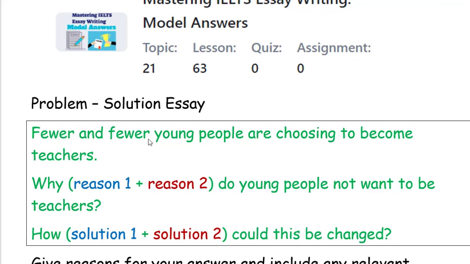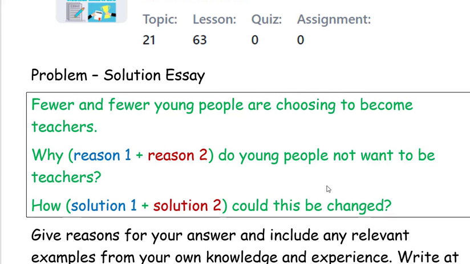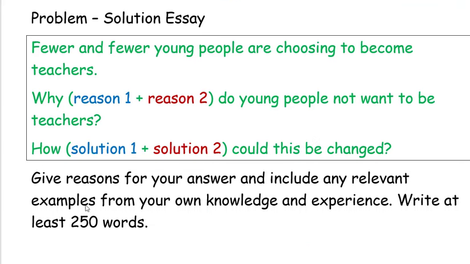Fewer and fewer young people are choosing to become teachers. Why do young people not want to be teachers? And how could this be changed? Give reasons for your answer and include any relevant examples from your own knowledge and experience. Write at least 250 words.